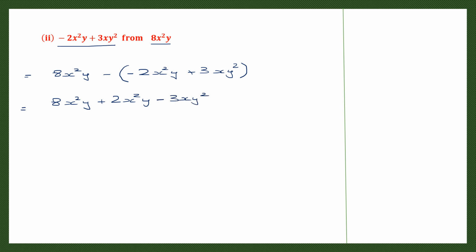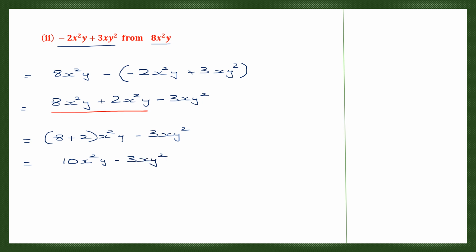Now we're going to look at the like terms. So here we have x square y and x square y. These are two like terms. So here let's work this out. So this will be 8 plus 2 x square y and the other term remains as it is, xy square. So 8 plus 2 is 10. 10x square y minus 3xy square. So this is our answer.